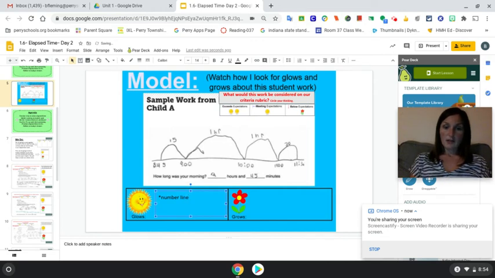I also see that they wrote the times that they started and ended, and in between they wrote times too. So I think that looks really great. I can definitely tell what they were thinking as they were skip counting on here. So I'm going to write that they wrote the times for start and stop.